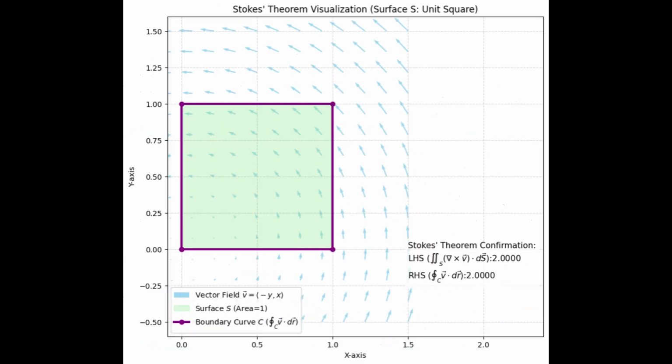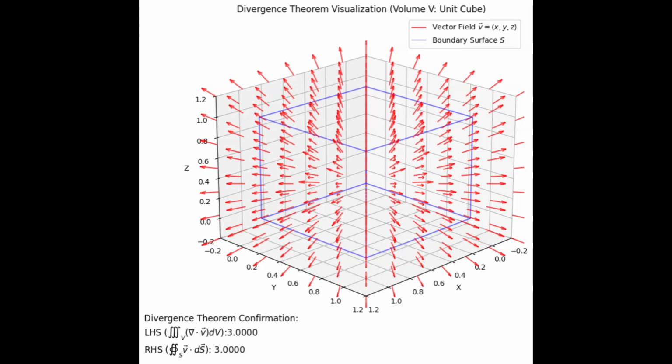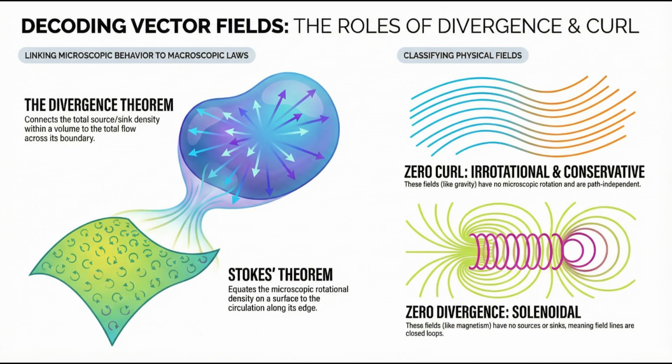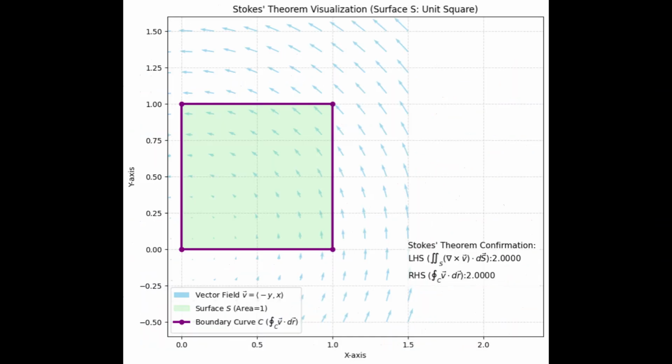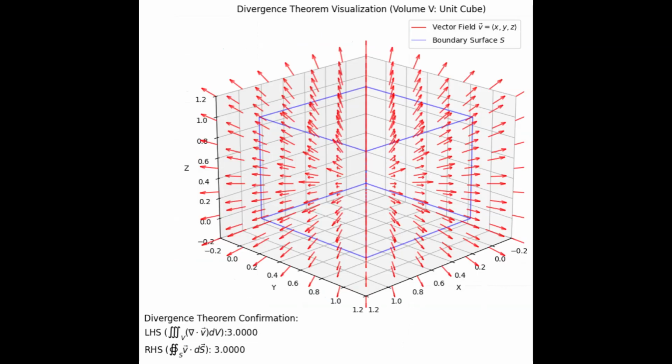And finally, these operations let us neatly classify real-world forces. If a field has zero curl, we call it irrotational and conservative, which is a perfect description of gravity. On the other hand, if a field has zero divergence, no sources, no sinks, we call it solenoidal, and that's the precise mathematical language for things like magnetic fields.